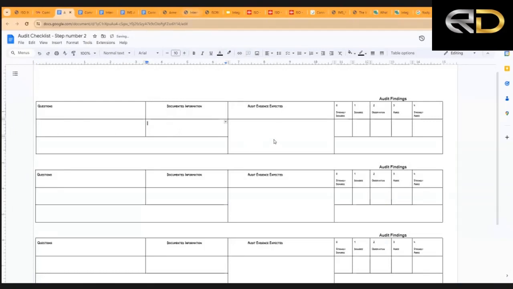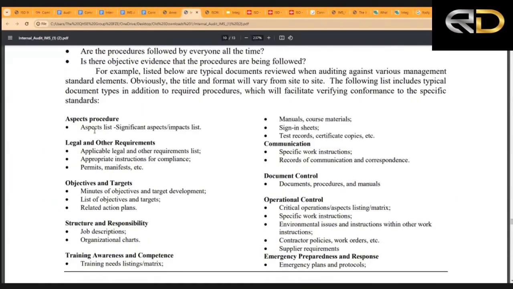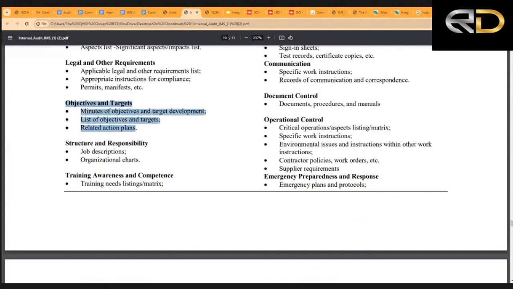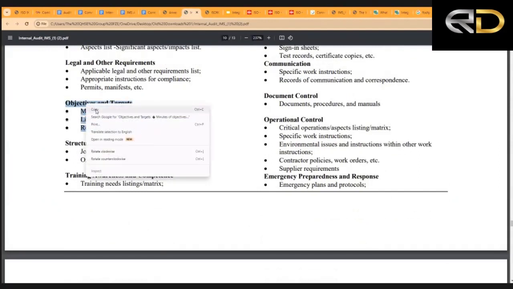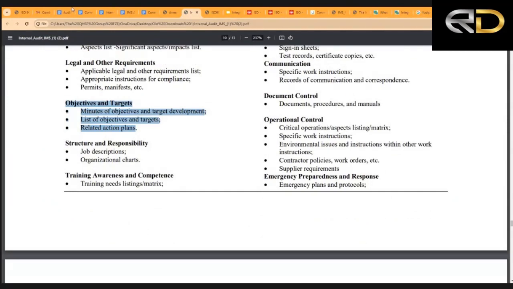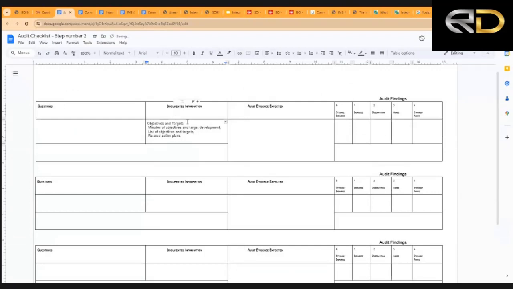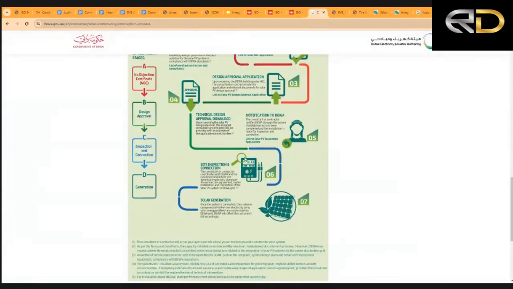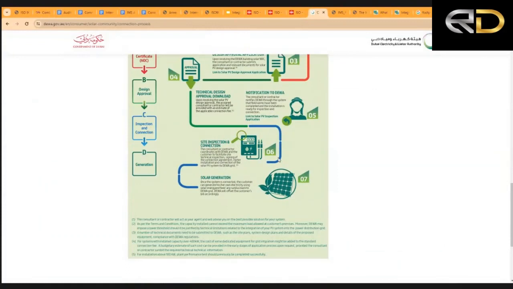So you open this document right here, and then let us go to the objectives and then the targets. Let's say we are going to copy this section right here, and I'm going to say this is the documented information I'm going to need. You might be asking, to whom exactly am I going to be sending these documents, and where is this going to be used? This is going to be used right here, ladies and gentlemen, because for me, I'm auditing the site inspection and connection and the solar generation.